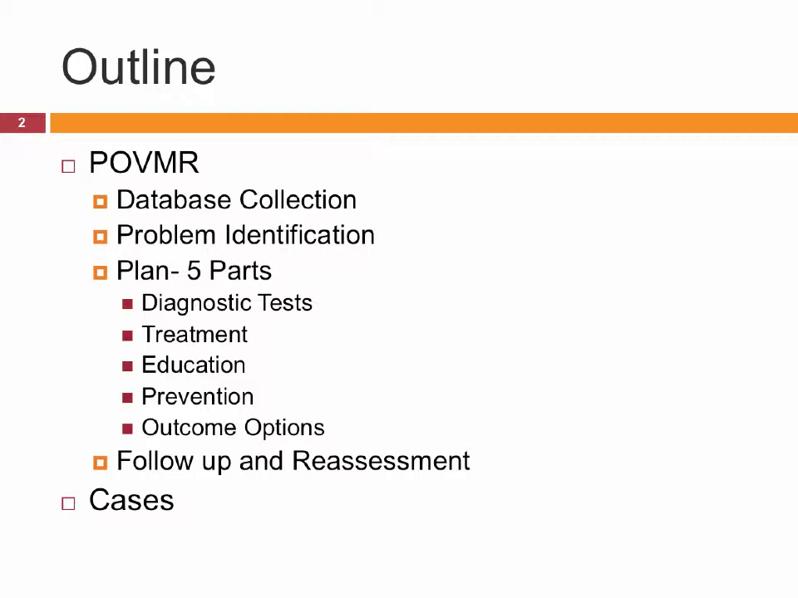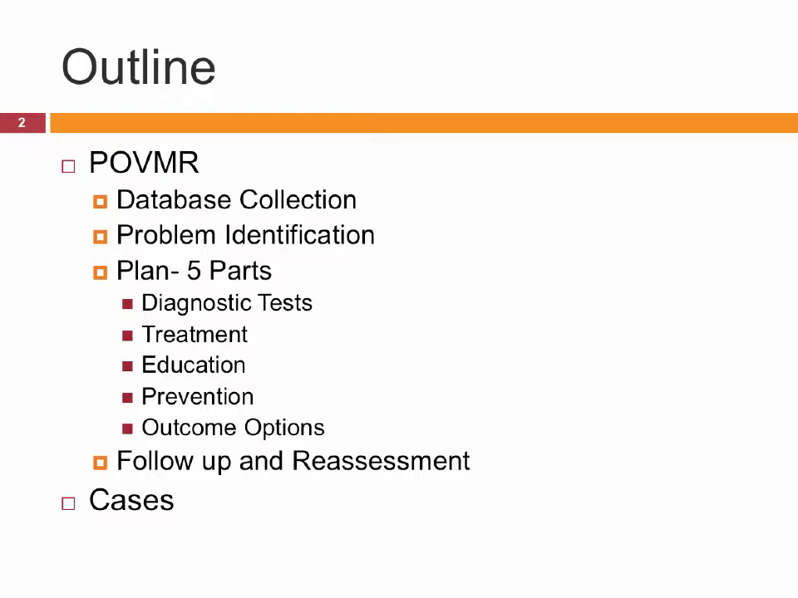So we're talking about the POVMR. Basically we're SOAPing these patients. We're going to be talking about database collection, how to get our basic history or information, and how to identify a problem or create a problem list, right? And then we'll talk about our plan. There's always 5 parts to our plan. This is where we're looking at our assessment and our plan from our SOAP standpoint.